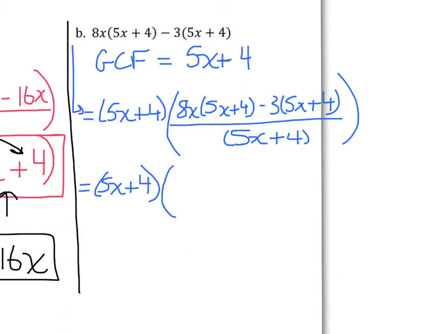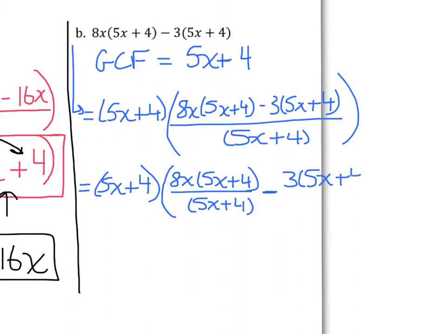But when I simplify on the inside, I've got to divide this whole term by 5x plus 4 and this entire term by 5x plus 4. All right? And so I'm going to have an 8x times 5x plus 4 divided by 5x plus 4, minus a 3 times 5x plus 4 divided by 5x plus 4.